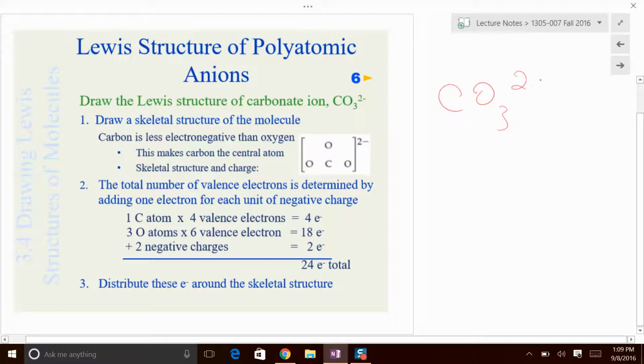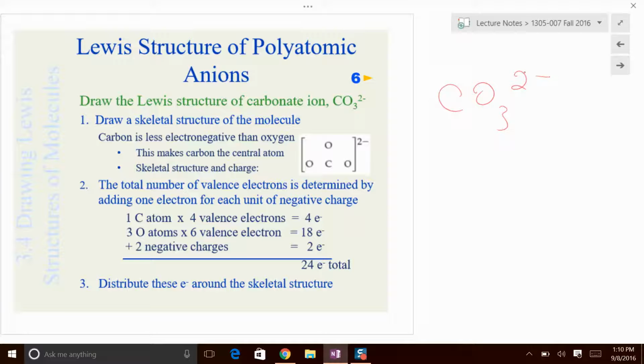CO3 2 minus. The only thing that is different about this is that it has a 2 negative charge on it. So what does that mean? If I have a 2 negative charge on something, what does it mean? Okay, I would have to bond with another metal if I was going to make a compound, that's right. But what does a 2 negative charge in itself mean? It has 2 extra electrons.